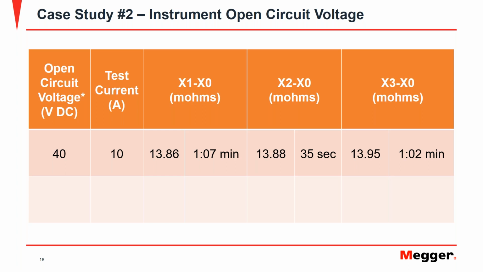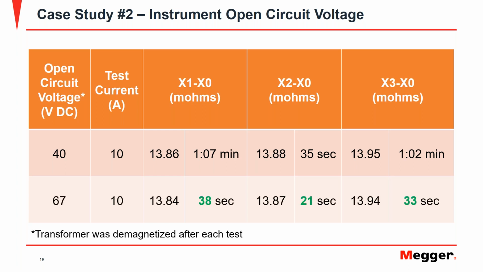Now we repeated these measurements after demagnetization with a higher open circuit voltage. We used 67 volts DC in order to make the measurement. However, we kept the test current constant. It was still at 10 amps. But you can see that we measured almost similar resistances, but with a significant drop in the time it took for the measurement to stabilize.